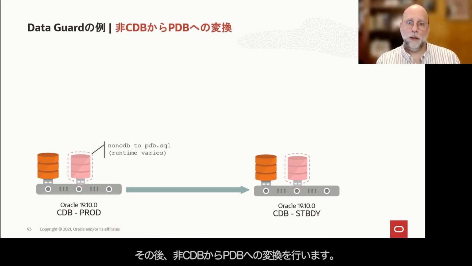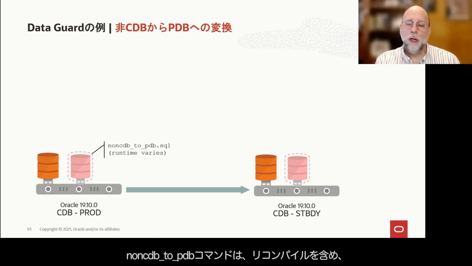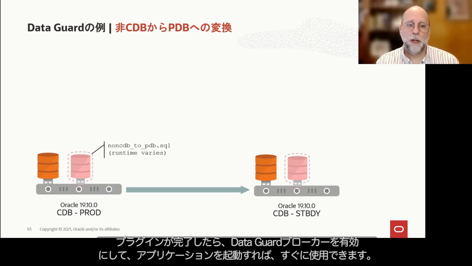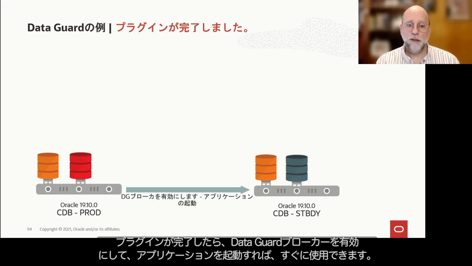You can then convert non-CDB to PDB afterwards, and all of those commands that are in noncdb_to_pdb, including the recompilation and everything, all those effects would be shipped as part of the redo stream as it normally would take place in Data Guard. So once you're done there, plugin's completed, you can enable your Data Guard broker, start your application, and you're on your way.